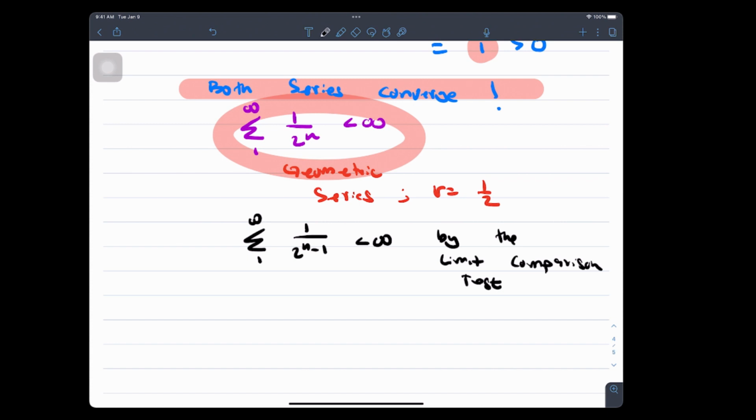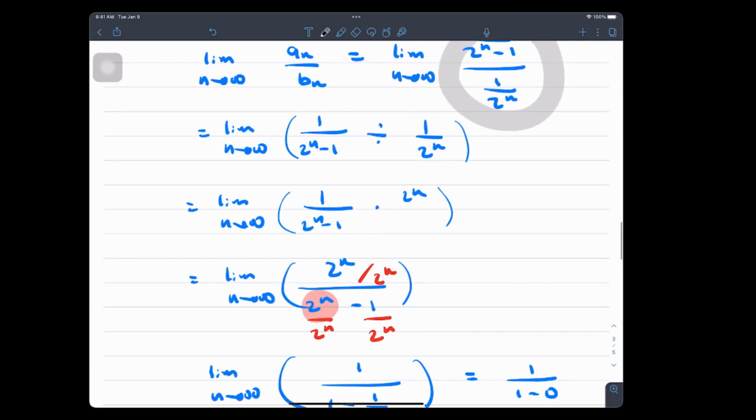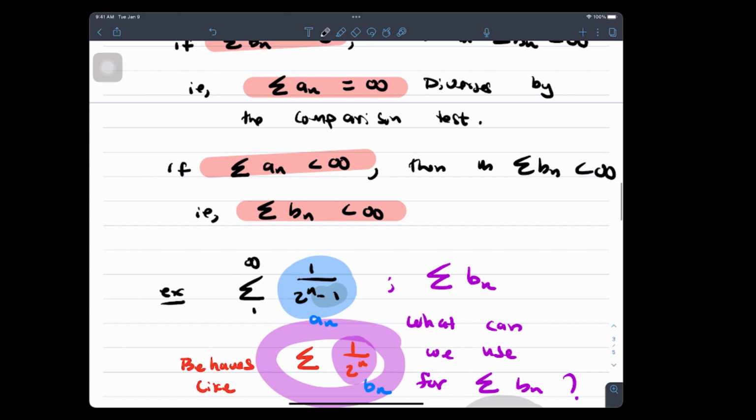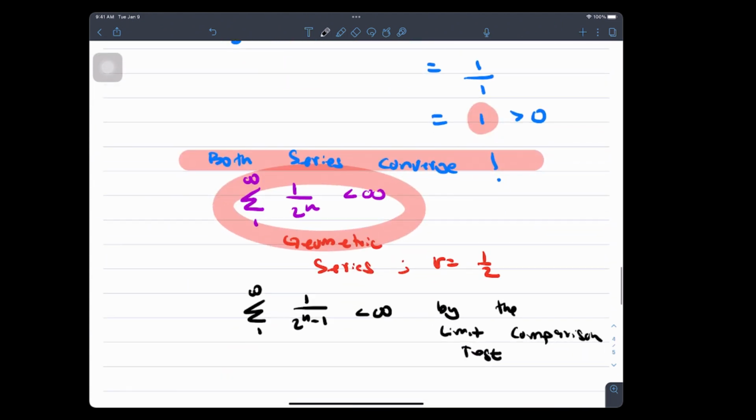And there it is, ladies and gentlemen. This is what we're starting to do. We're going to use what's called the limit comparison test. It's a pretty big deal. Okay, and we're just comparing it to a series we know that either converges or diverges. That's the idea. You're going to compare it to something you already know.